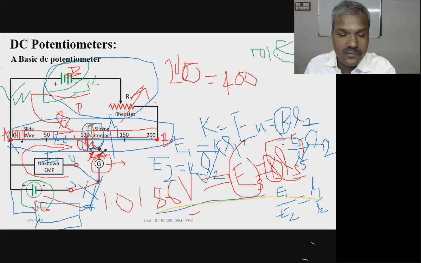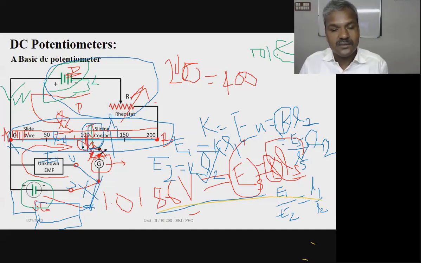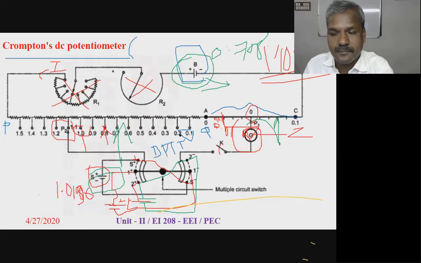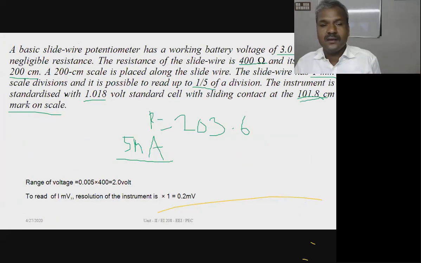When you balance the bridge like that, the working current flowing is 5 milliampere. The battery EMF is 3 volt. The working current is now standard, because once you standardize this circuitry, we are not going to alter the current in the working circuitry, in the primary circuitry. Now, this is 5 milliampere.